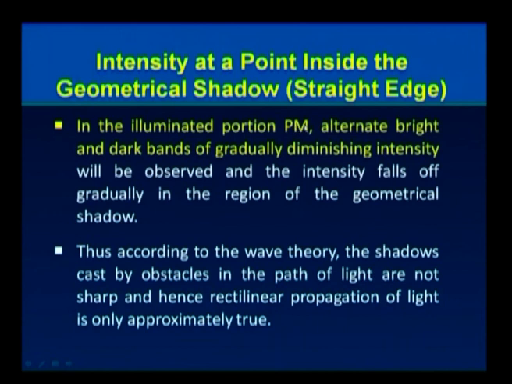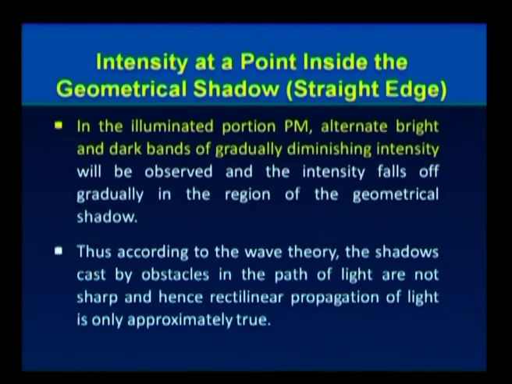In the illuminated portion PM, alternate bright and dark bands of gradually diminishing intensity will be observed, and the intensity falls off gradually in the region of the geometric shadow. Thus, according to wave theory, the shadows cast by obstacles in the path of the light beam are not sharp. According to Newton's theory, they should be sharp, and hence rectilinear propagation of light is only approximately true. This is what we have seen in the earlier lectures also. The rectilinear propagation of light is only approximate.